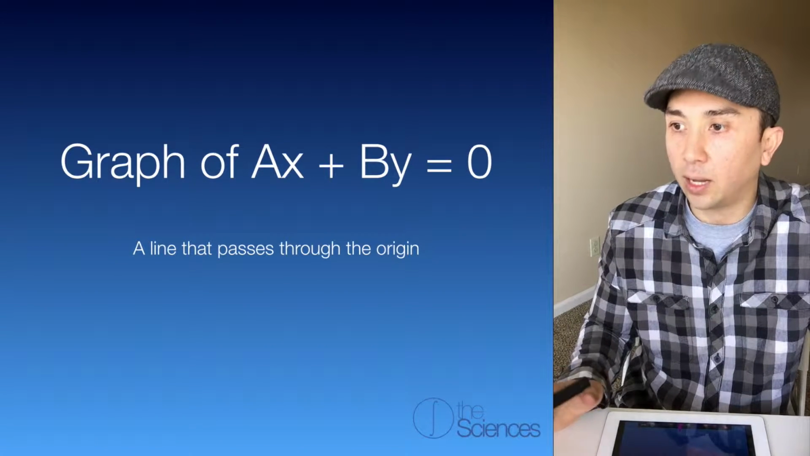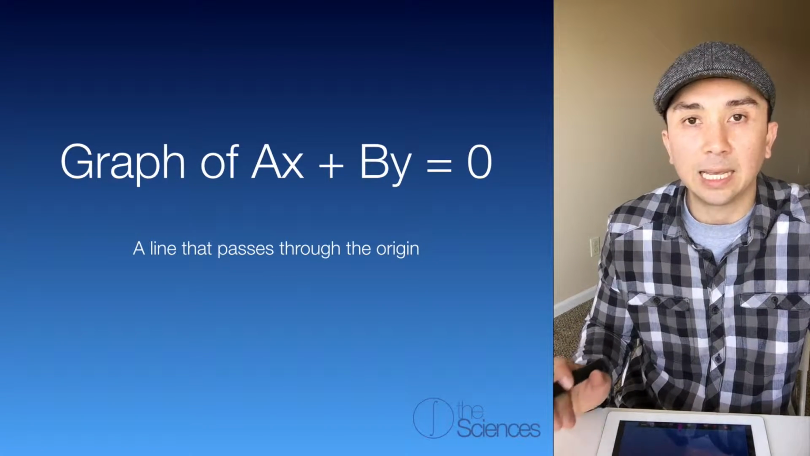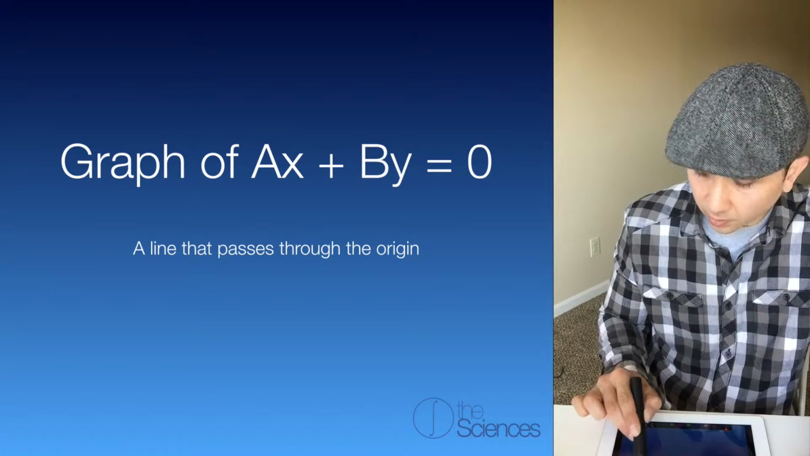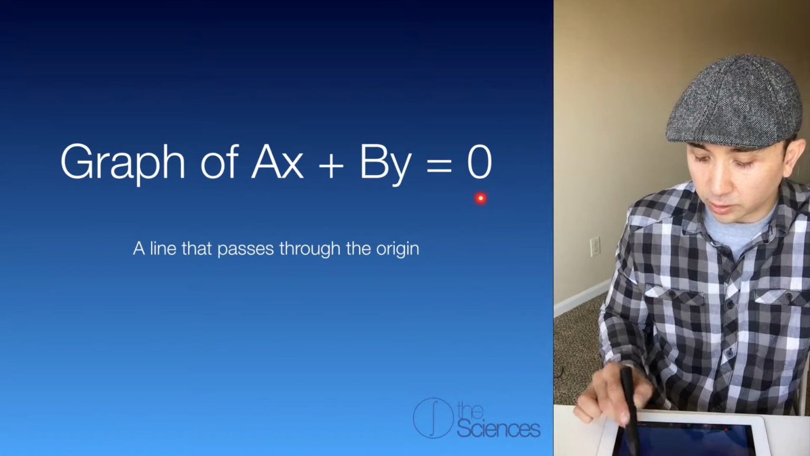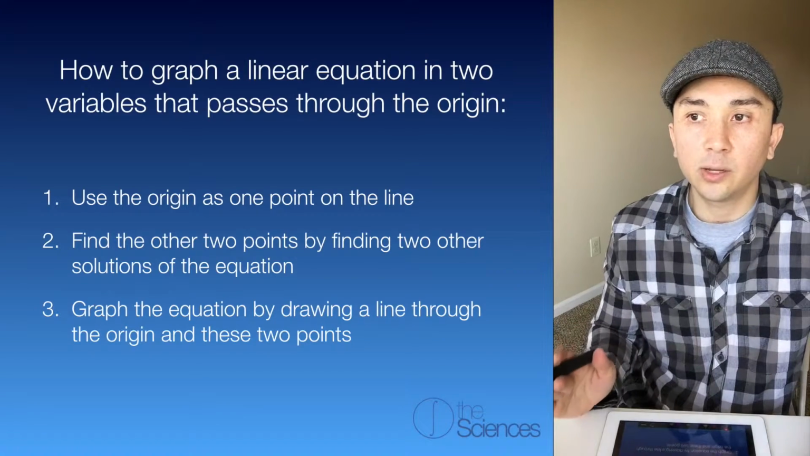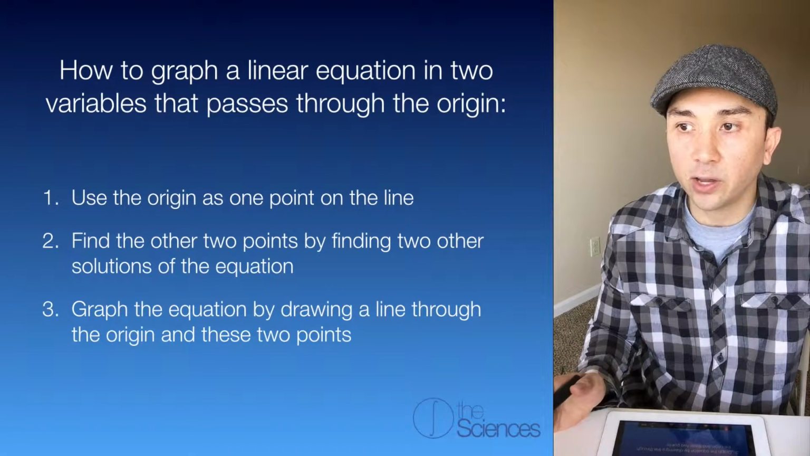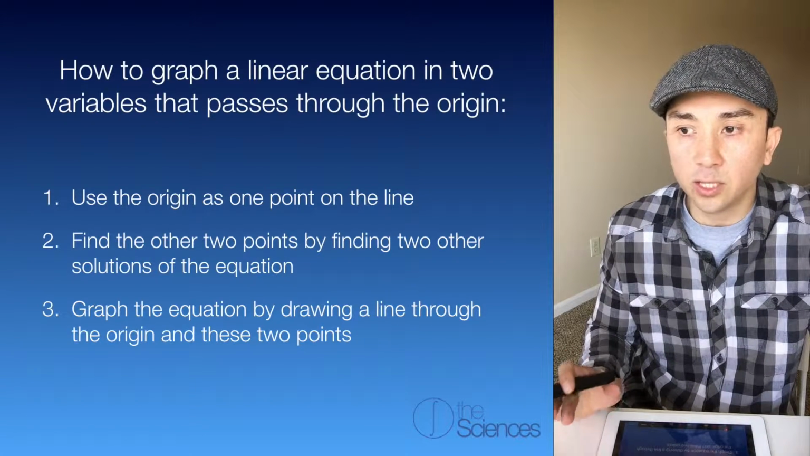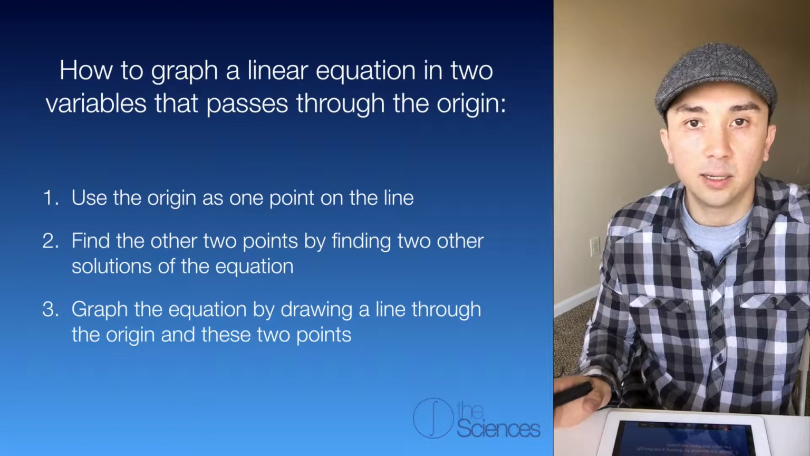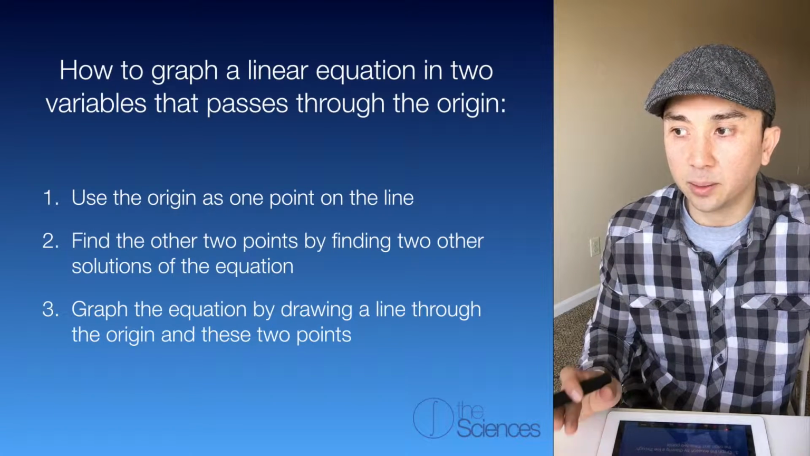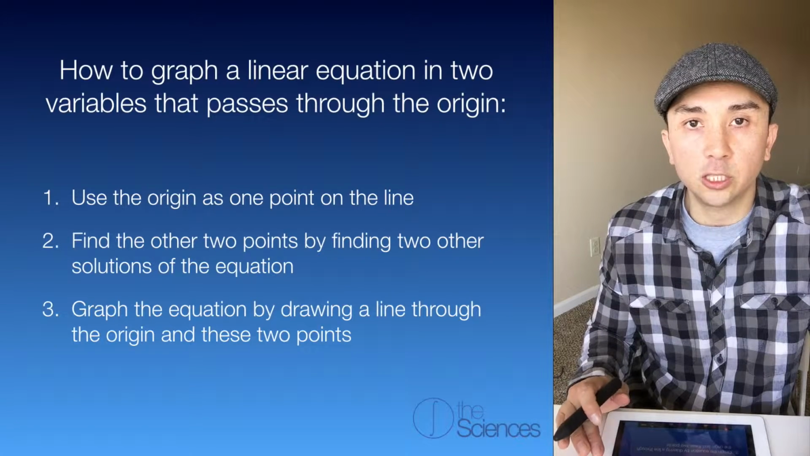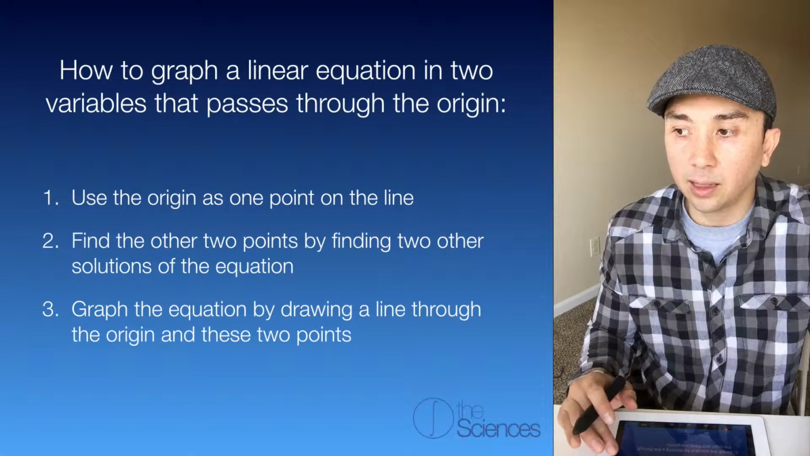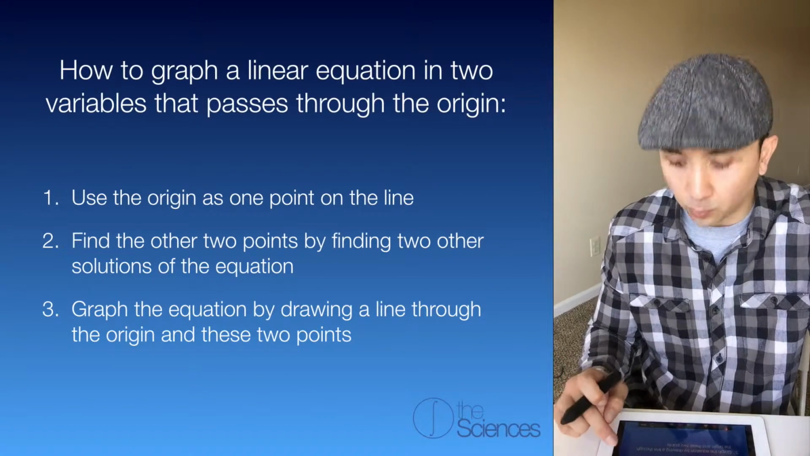Now the graph of ax plus by equals 0 is a line that passes through the origin. Notice that the equation is equal to 0. So here's how to graph a linear equation in 2 variables that passes through the origin. The first thing you're going to do is use the origin as 1 point on the line. And then you're going to find the other 2 points by finding 2 other solutions of the equation. And then lastly, you're going to graph the equation by drawing a line through the origin and these 2 points.